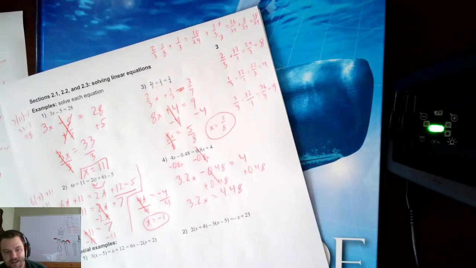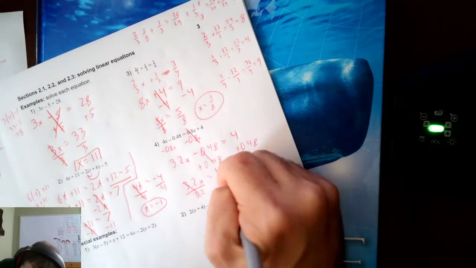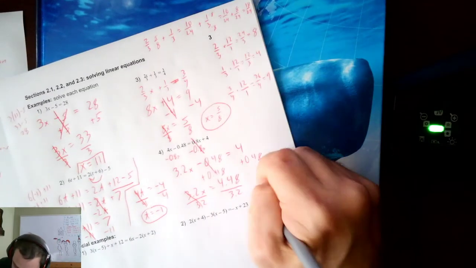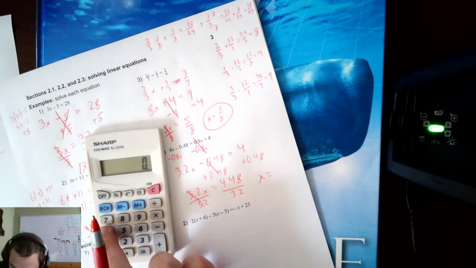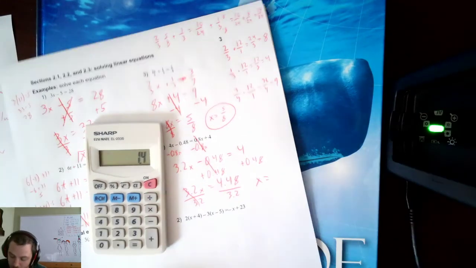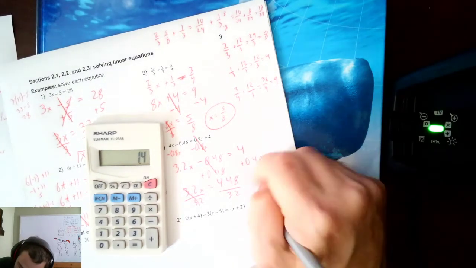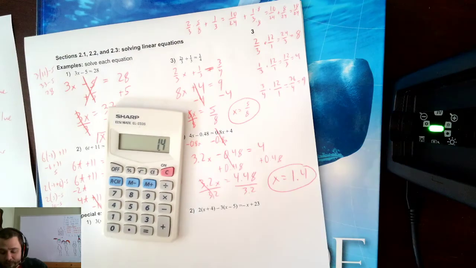Now I've got the equation ready to divide. I'll divide by 3.2, divide by 3.2, gives me x equals 4.48 divided by 3.2. I needed my calculator. 4.48 divided by 3.2 gives me 1.4 as my answer. So I'll circle it up because I think that's my answer.